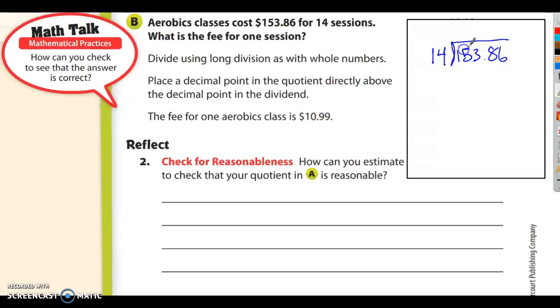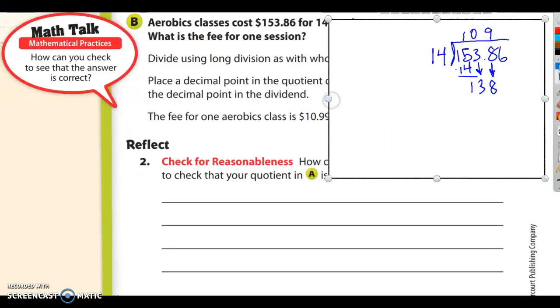If you don't know your 14s, a multiplication chart would be super handy. 14 goes into 15 once. 14 does not go into 13, so I have to put a 0 here before I bring this 8 down. 14 goes in 138, I'm pretty sure 9 times. It's not a bad idea to, off to the side of your whiteboard, do 14 times 9.